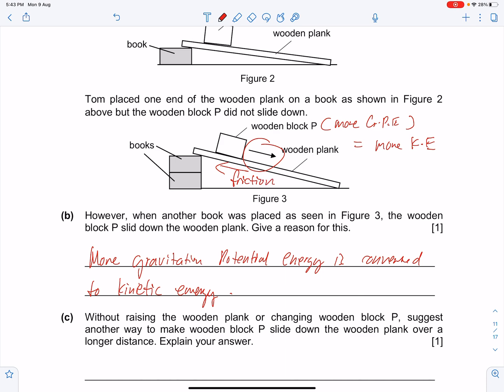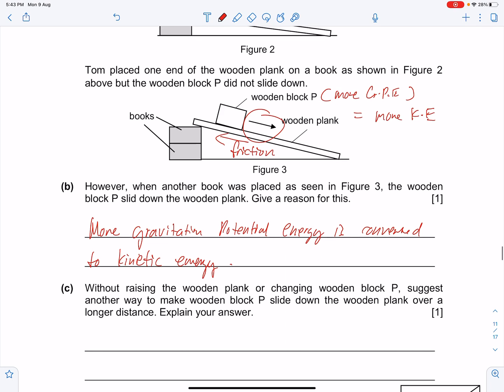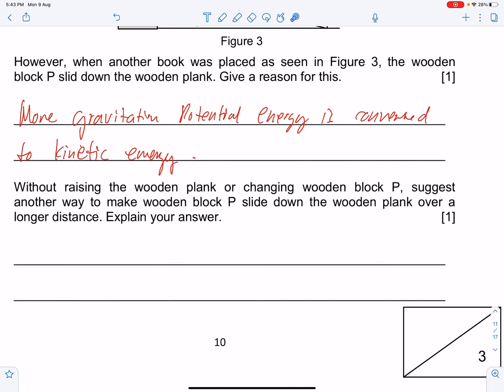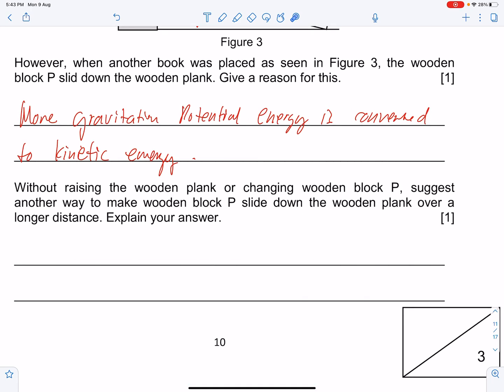So when we think about it, how do we actually ensure that it moves a greater range? Very simple. You reduce friction, which is the force opposing your wooden plank from going down, and that will make it go further. Now, how do we reduce friction? The most common way that we teach our students would be to use a lubricant.